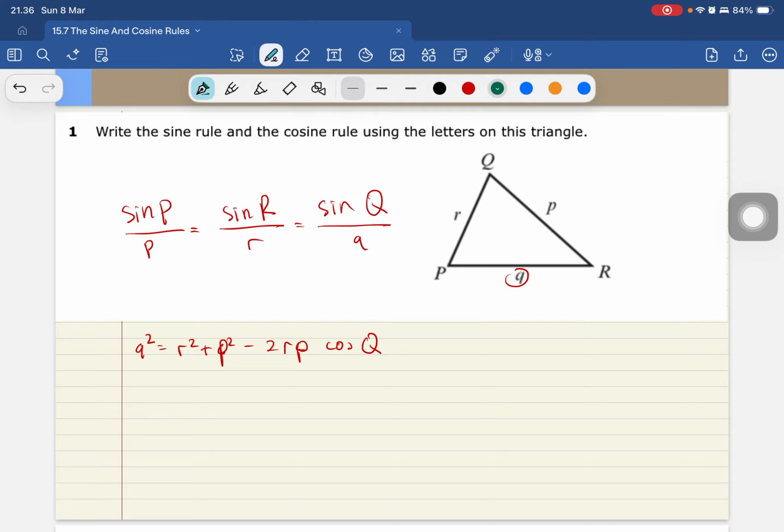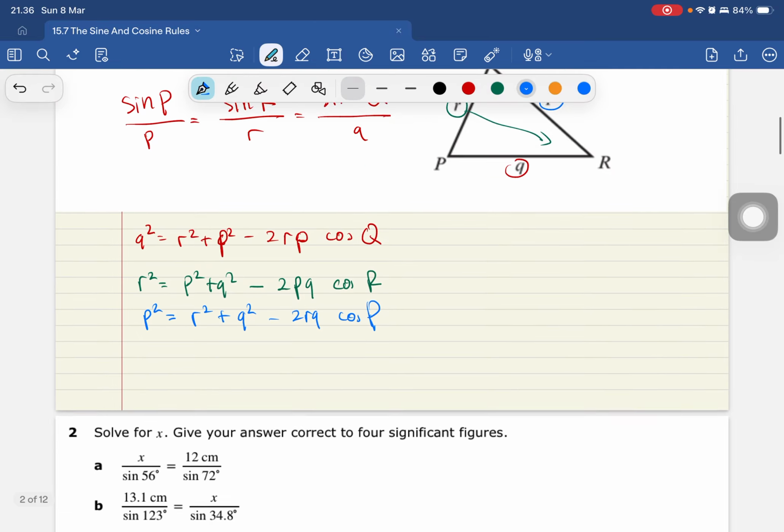The same goes for the other letters. If this is r, then r squared equals p squared plus q squared minus 2pq, and opposite of r is cos R. Next, if we use p, then p squared equals r squared plus q squared minus 2rq, and we will use cos P opposite of it.